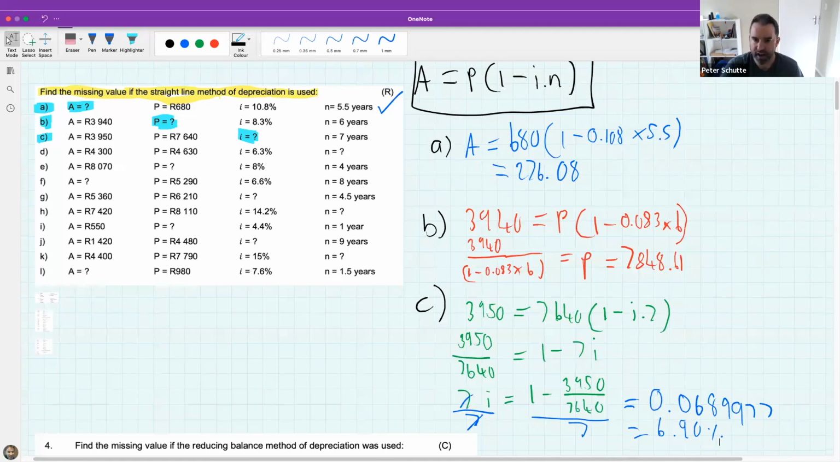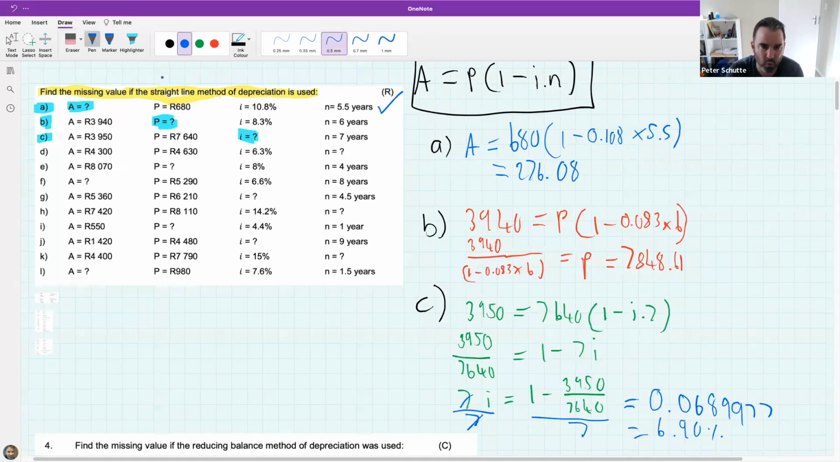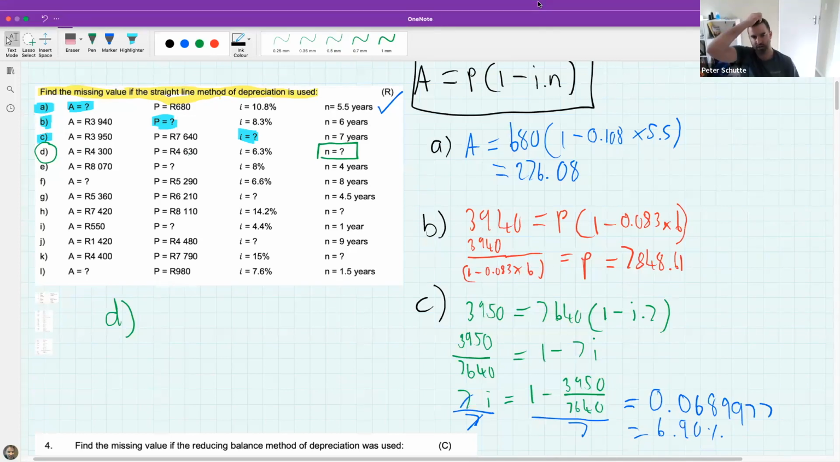Okay, from what I can see, you guys are doing really well. And there's just one variation that I still want to test out, which is N. So we're actually just going to do D, and then we'll move on from this. In question D, you have to find N, which is how long does it take to go from here to here. So try and do D for me, and then we're going to move on from simple depreciation. We're going to move to compound depreciation.